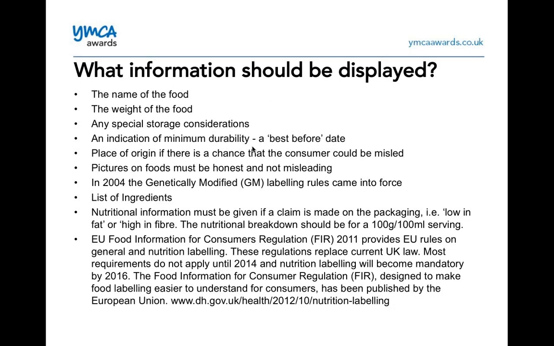Place of origin, if there's a chance that a consumer could be misled. Pictures on foods must be honest and not misleading. So for example, if you've got a yogurt with a picture of an apple on it, so you have an apple, I've never had an apple yogurt. If it's got a raspberry on it and it's a raspberry flavored yogurt, it has to have real raspberries in it. If it has a raspberry character, like little kids' yogurts have characters, it can be just raspberry flavoring or orange flavoring. But if the actual food is shown, it needs to contain it. A little bit like protein shakes. If a protein shake shows a picture of an actual fruit or whatever flavor's on there, it has to actually contain that flavor and it has to be the real ingredient. Otherwise, it can just be a flavor.